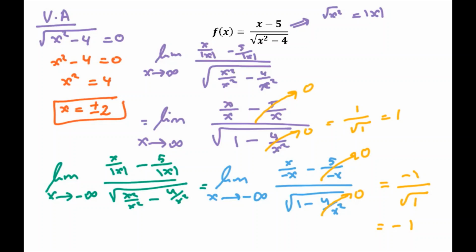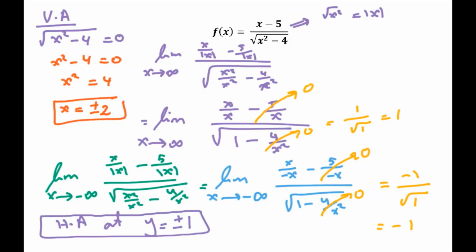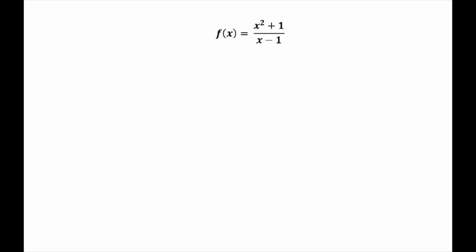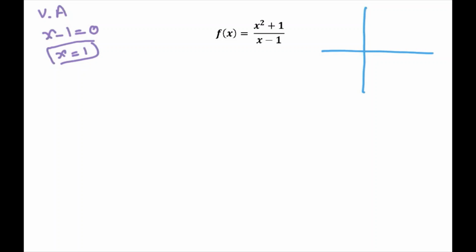That means we do have horizontal asymptotes at y equals positive 1 and -1. So we have two horizontal asymptotes, okay? We do have also two vertical asymptotes. Now this question here, let's try first to find the vertical asymptote, which is x minus 1 equals 0, x equals 1. Now if I want to draw this, I know I'm going to have a vertical asymptote here. And the function will approach this line and will never intersect with it.